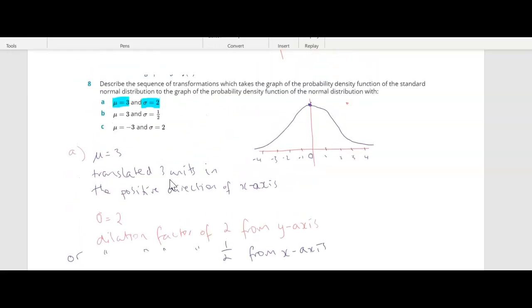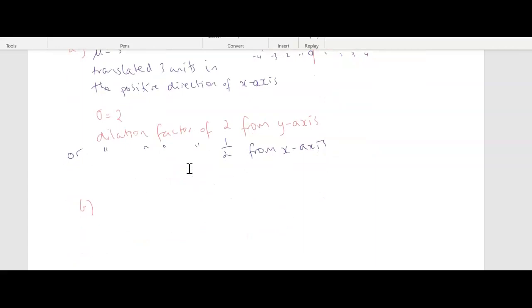Okay, so for B, we've got the same translation, so I'm not going to do that one again, but this time we've got a different standard deviation. So this time it's 1/2. So you can say it's a dilation factor, probably not using the right words here, of 1/2 from y-axis, or if you want to say it's from the x-axis, then it's 2 from x-axis.